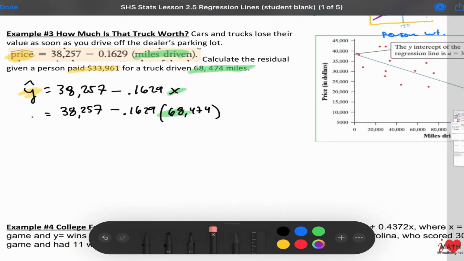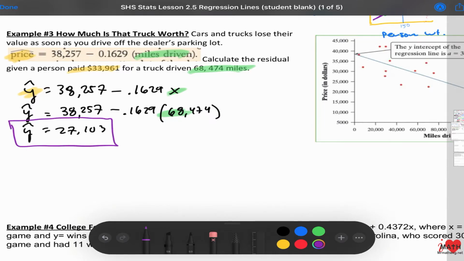Because y hat is the predicted, but they actually paid. Does that make sense? So this one should just actually be y. Okay. So you put those numbers in there, and then you get our predicted is going to be $27,103.